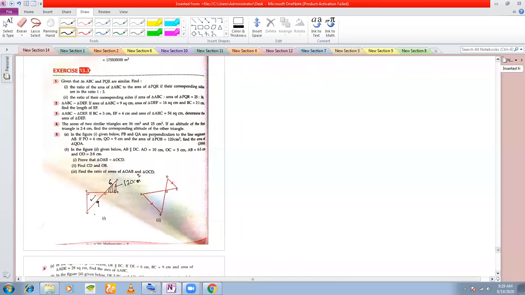Now, first of all, what we need to do is prove the similarity of the two triangles. Which two triangles? This triangle and this triangle. We need to prove the similarity of these two triangles. So we proceed to prove similarity.